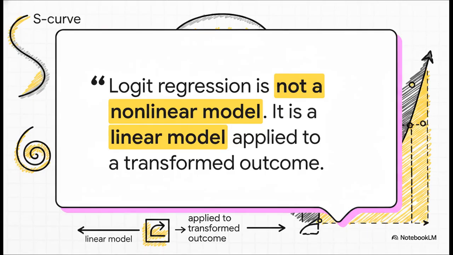Which brings us to this quote, which I think just perfectly summarizes the entire idea. We see that S-shaped curve and we think, wow, that's a complex nonlinear model, but it's not. At its core, logistic regression is just a plain old linear model. The genius isn't in the model itself, but in how we cleverly transform the outcome before we even started.